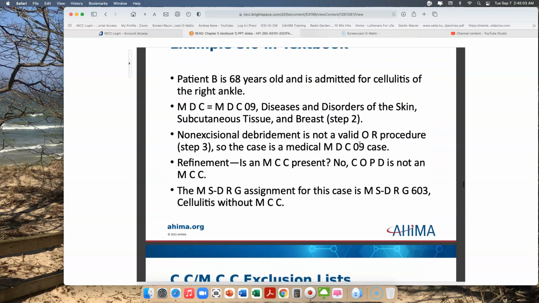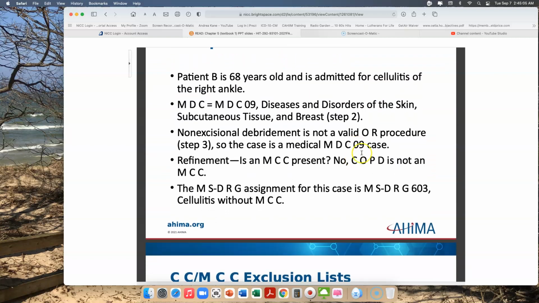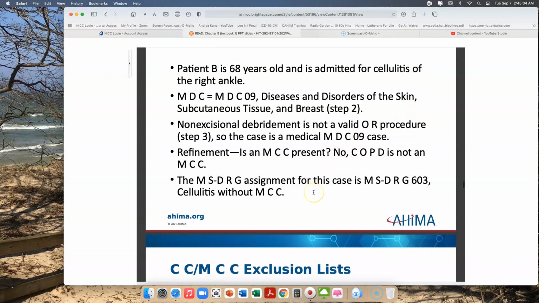And they give you another example here. Patient B is 68 years old, admitted for cellulitis of the right ankle. It falls into MDC 09, diseases and disorders of the skin, subcutaneous tissue and breast. Non-excisional debridement is not a valid OR procedure, so the case becomes a medical MDC 09 case. Refinement: is there an MCC present? No. COPD is not an MCC. The MSDRG assignment for this case then becomes MSDRG 603, cellulitis without MCC.